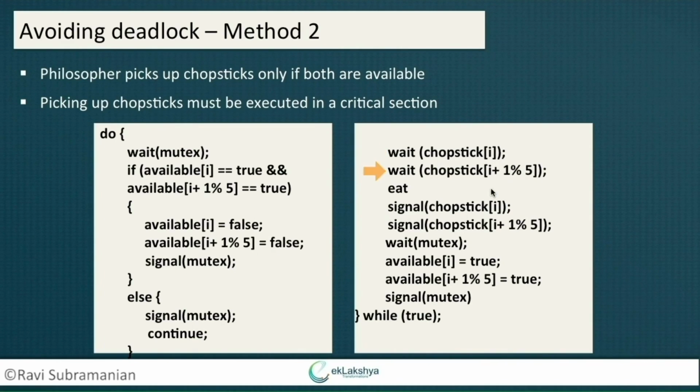After he completes eating, he's going to place back the chopsticks and make them available, which is indicated by available i is true, and then available i plus 1 mod 5 is true, which indicates the chopstick on the right. So the access to the variable available is controlled through a signal. This method again avoids the deadlock and the starvation.